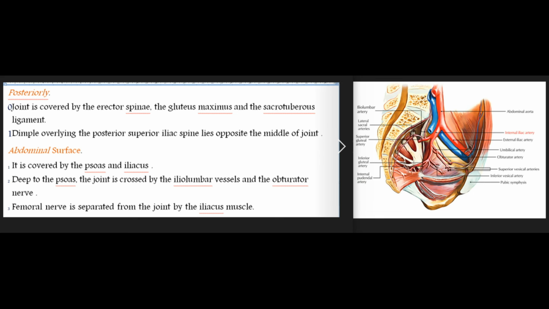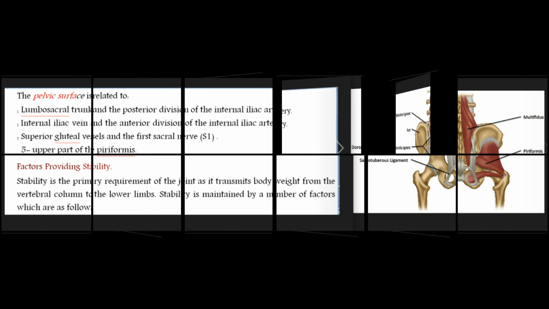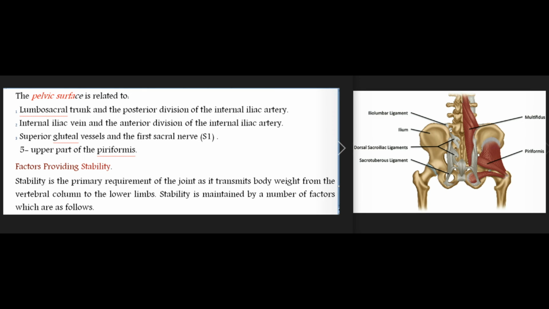Abdominal surface. 1. It is covered by the psoas and iliacus. 2. Deep to the psoas, the joint is crossed by the iliolumbar vessels and the obturator nerve. 3. The femoral nerve is separated from the joint by the iliacus muscle. The pelvic surface is related to: 1. Lumbosacral trunk and the posterior division of the internal iliac artery. 2. Internal iliac vein and the anterior division of the internal iliac artery. 3. Superior gluteal vessels and the first sacral nerve, S1. 4. Upper part of the piriformis.